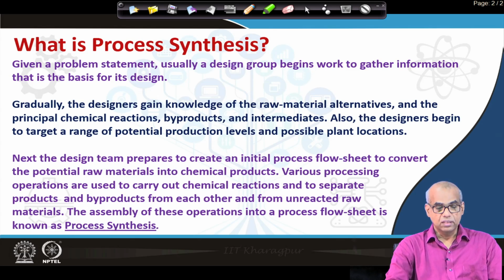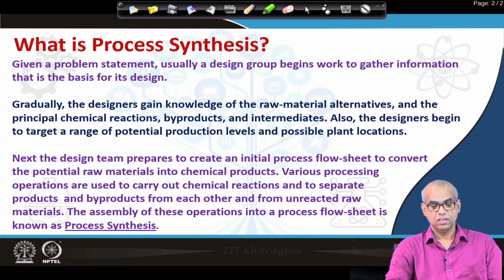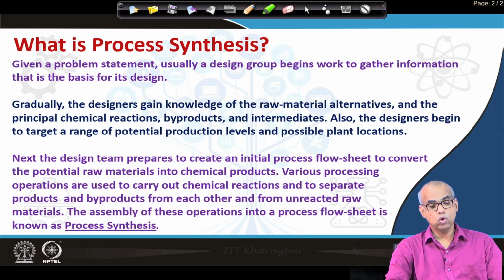Next, the design team prepares to create an initial process flow sheet to convert the potential raw materials into chemical products. Various processing operations are used to carry out chemical reactions and to separate products and byproducts from each other and from unreacted raw materials. The assembly of these operations into a process flow sheet is known as process synthesis.